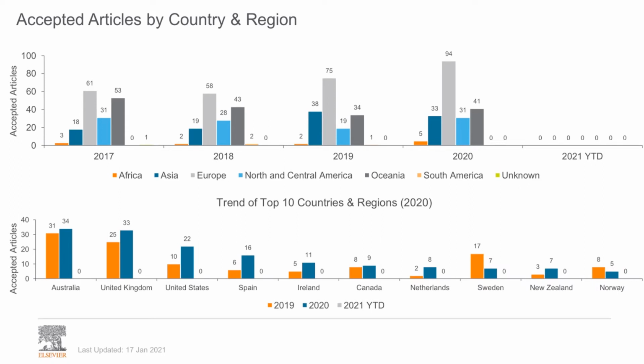However, if we compare that with the accepted articles by country and region, the top country is Australia, followed by the United Kingdom, then United States, Spain, and so forth. So the articles accepted don't necessarily reflect the articles submitted. And the biggest selection of articles that are accepted in the journal come from Europe.